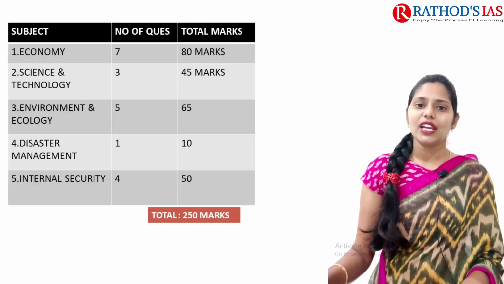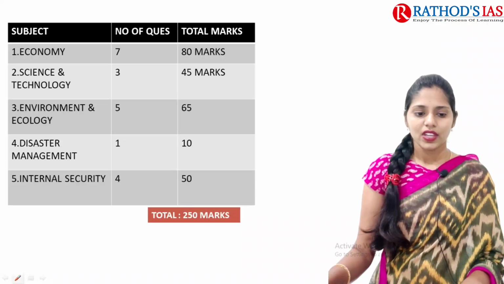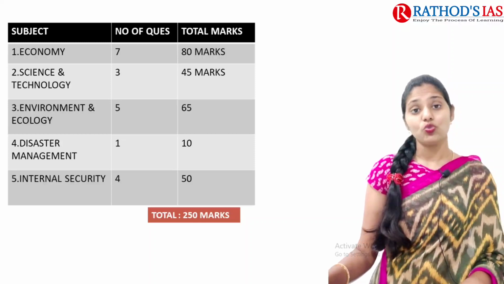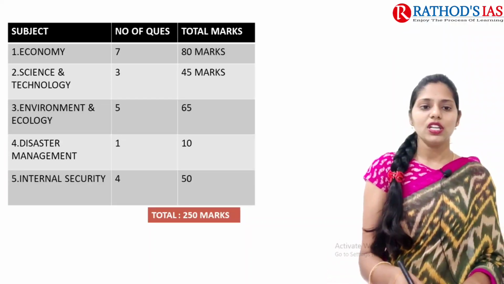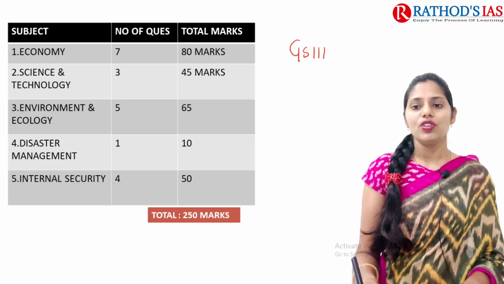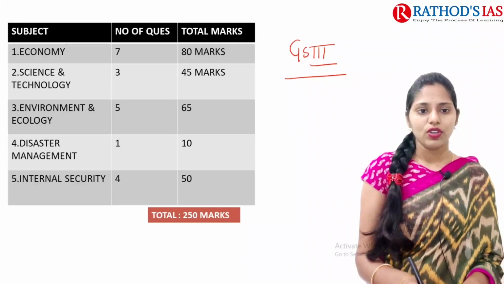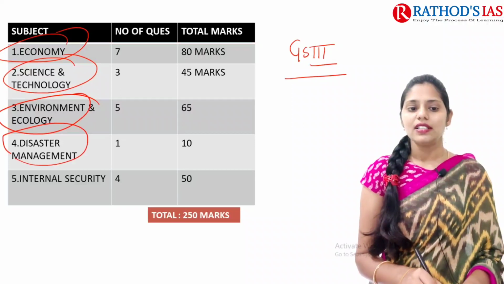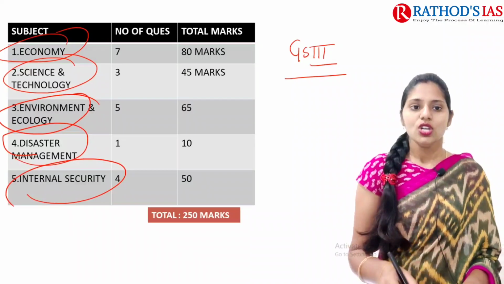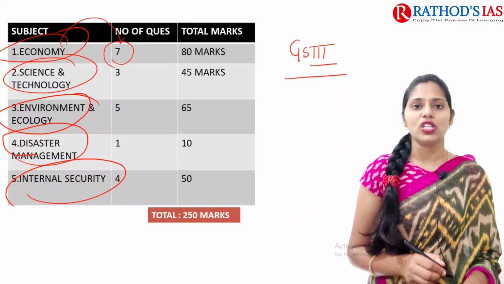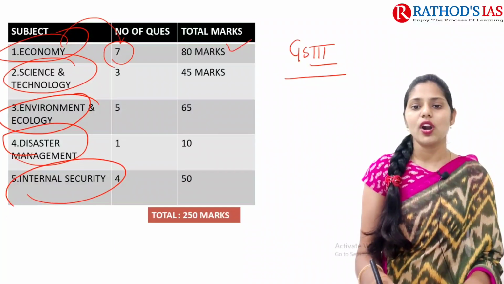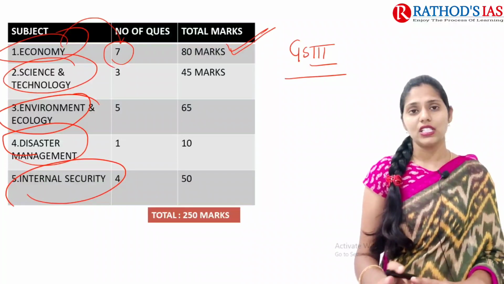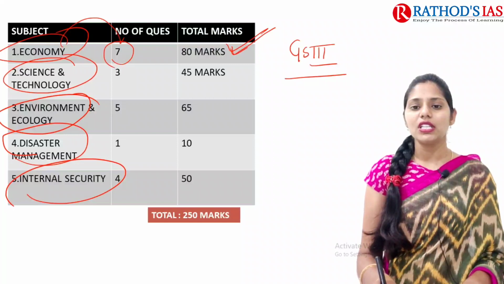So now let us try to see the analysis. In this analysis, I want to show you which subject is important, and from which subject which topic is important. As you all know, this GS3 includes these 5 subjects: economy, science and technology, environment and ecology, disaster management, and internal security. From economy we got overall 7 questions, which contribute about 80 marks of this 250 marker paper.